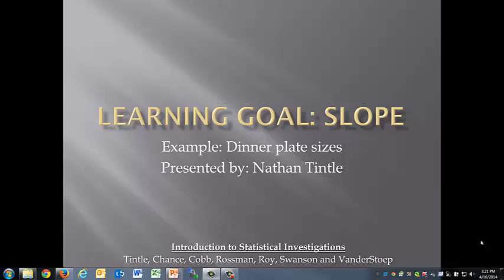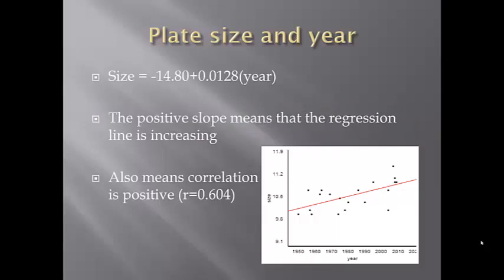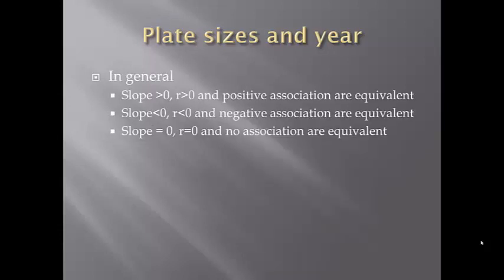In this Learning Goal video, we'll talk more about the concept of slope in the context of the dinner plate sizes example. In the dinner plate sizes data set, the slope is 0.0128. This positive slope means that the regression line is increasing. Over time, as we march forward in years, the plate size diameter is increasing. This also means that the correlation coefficient will be a positive number, in this case positive 0.604.